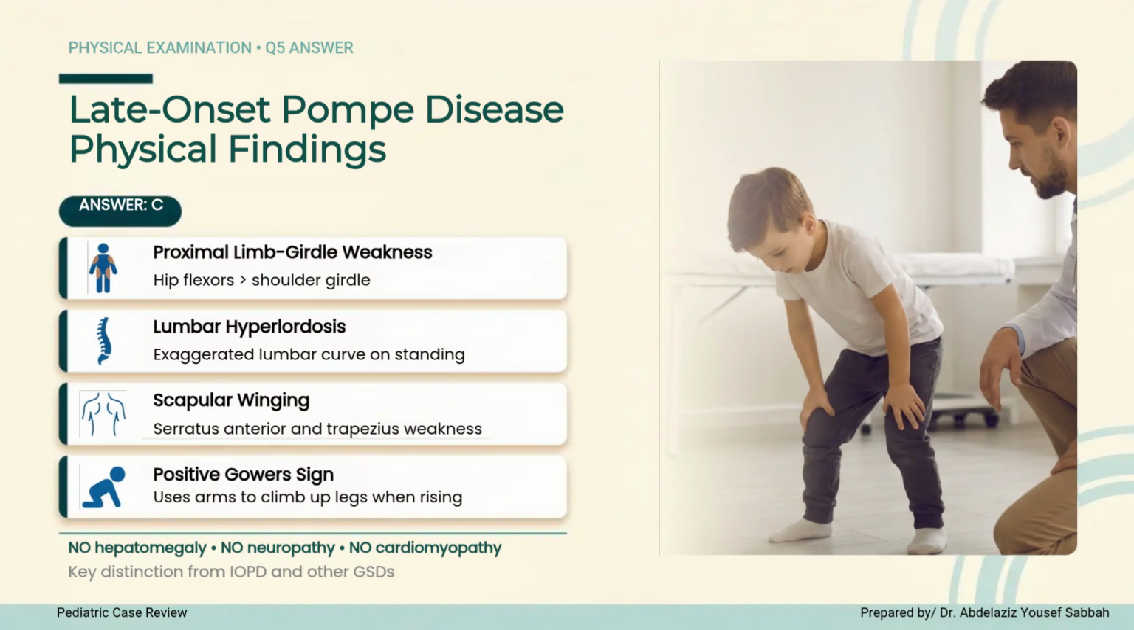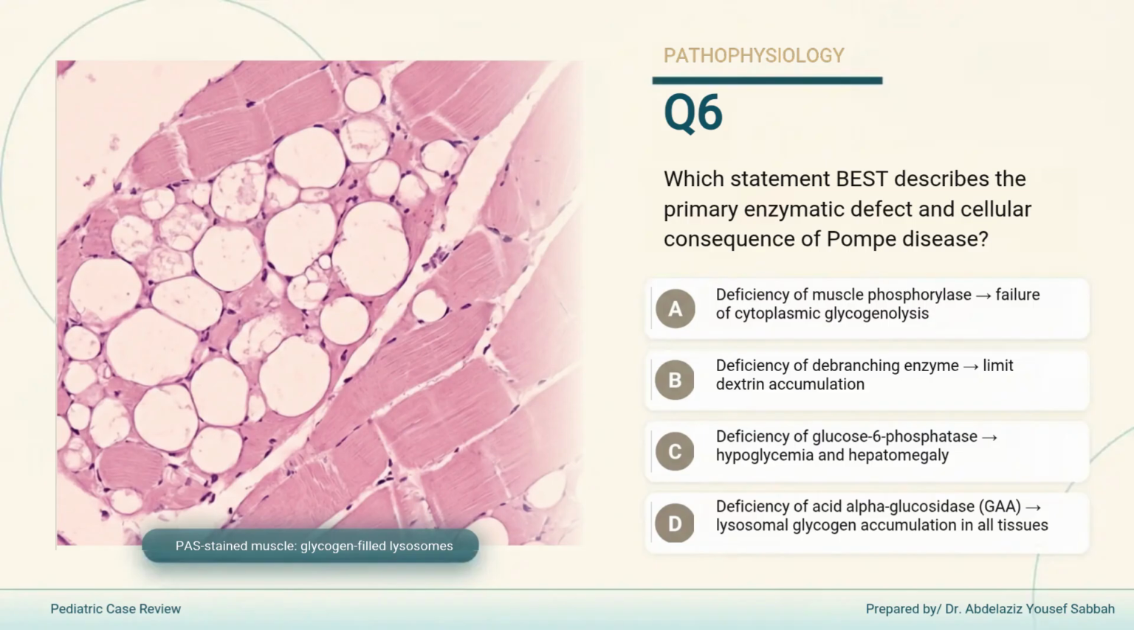from the floor. A crucial distinction from infantile disease and other glycogen storage disorders is that there is no hepatomegaly, no peripheral neuropathy, and no cardiomyopathy. Question 6. Which statement best describes the primary enzymatic defect and cellular consequence of Pompe disease?